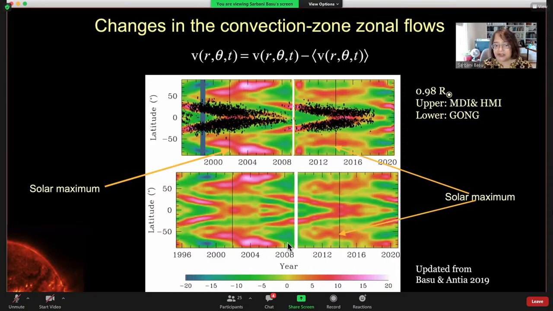The second mystery is, cycle 24 was weaker than cycle 23. And you can also see that the flows during cycle 24 were weaker than those during cycle 23. So whatever makes the cycle weaker also makes the flows weaker. But again, it's a chicken and egg problem. Is it the weaker flows that make the cycle weak, or is it the weaker cycle that makes the flows weak? Can't really say.